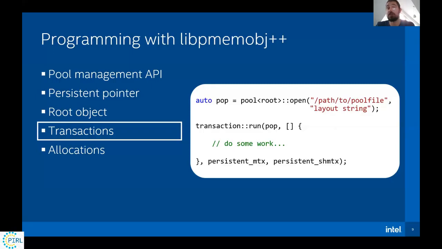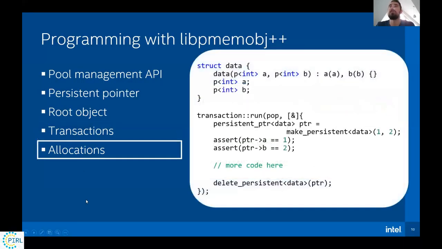The transactions throw an exception when the transaction is aborted. They take an arbitrary number of locks and they can be nested. And in this case, when they are nested, the inner transaction is flattened to the outer one. And we also have allocations in libpmemobj.